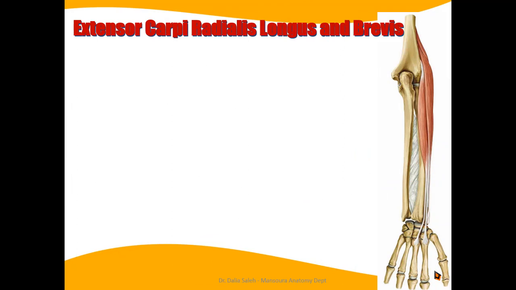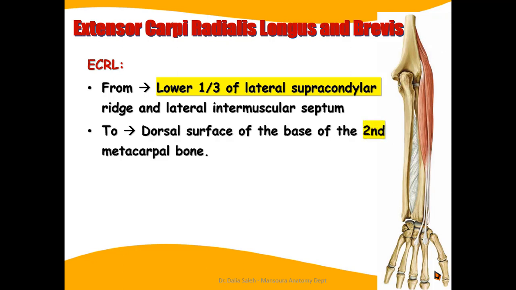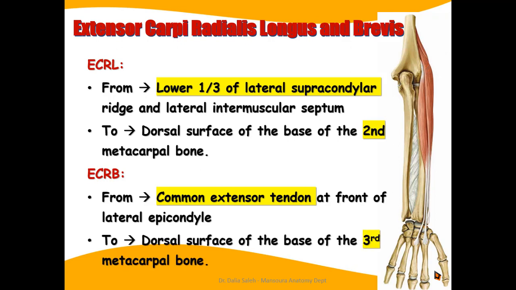The extensor carpi radialis longus takes origin from the lower third of the lateral supracondylar ridge and also from the lateral intermuscular septum, and inserts at the dorsal surface of the base of the second metacarpal bone, while the extensor carpi radialis brevis takes origin from the common extensor origin or common extensor tendon at the front of the lateral epicondyle of the humerus and inserts at the dorsal surface of the base of the third metacarpal bone.